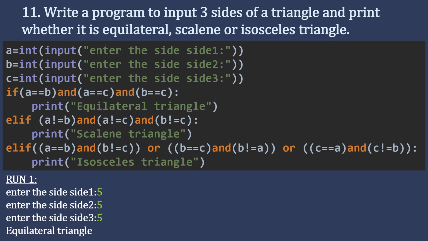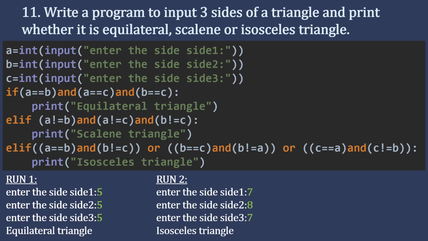Now, once you run the program, it will ask you to enter the sides. Let's say the first run, you have entered all three sides the same: 5, 5, 5. Then it will print it's an equilateral triangle. In the second run, if you enter the sides as 7, 8, 7, that means two sides are the same and the third side is not the same. Then it will print it's an isosceles triangle.